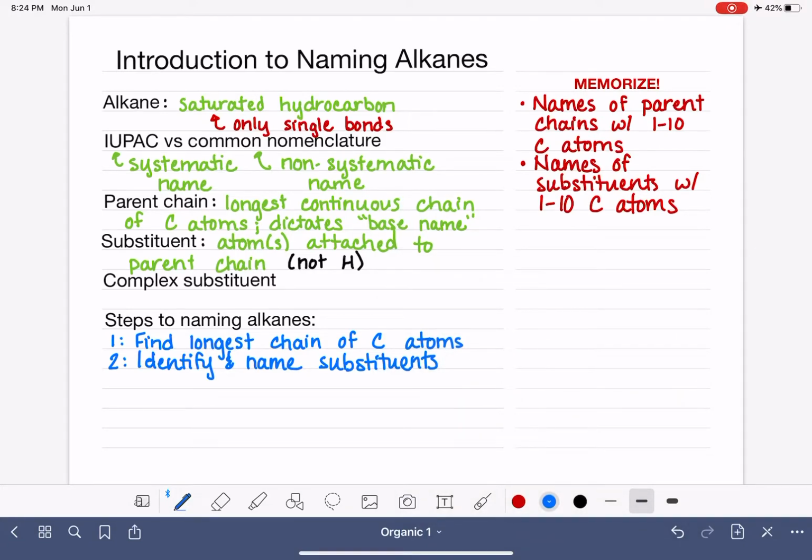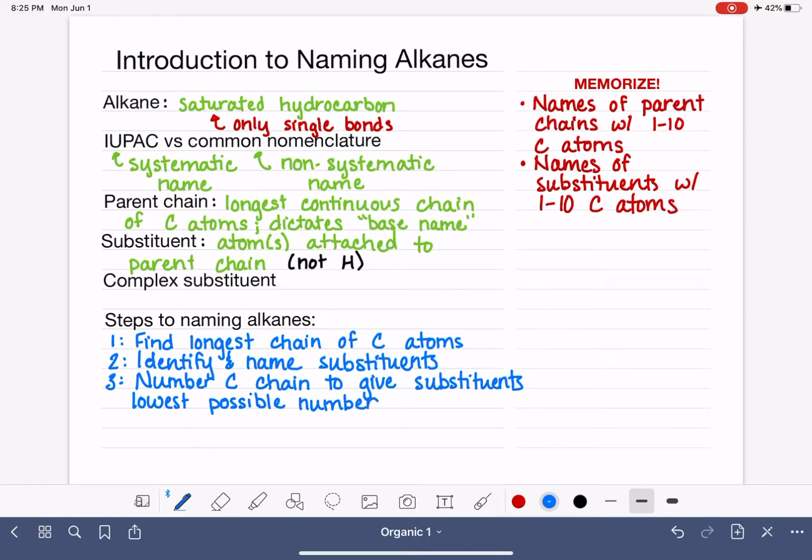So finding the longest carbon chain and identifying and naming the substituents, we got that. The next thing that we need to do, which we did practice in the last example, is number the carbon chain. And remember that our goal is to give the substituents the lowest possible number or numbers.